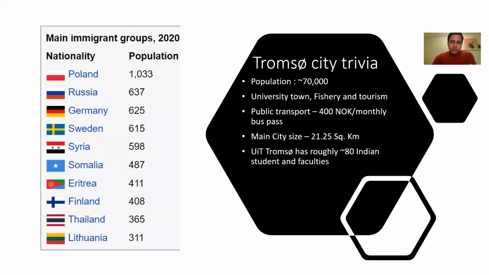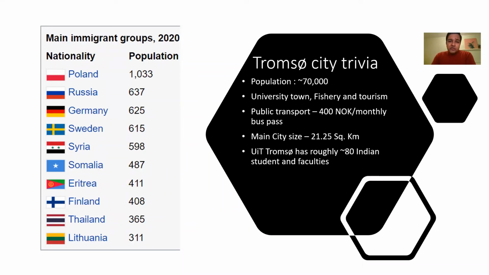Now, some facts about Tromso city. Tromso has a population of around 70,000. Roughly 1,000 people are from Poland. There are Russians because Russia is nearby, and there are Germans here. There are Swedish people. Sweden is a neighboring country. Finland is also a neighboring country. From Tromso, if we travel around 100 kilometers by car, we can cross the Finland border. And there are Thai people, and there are Lithuanian people.